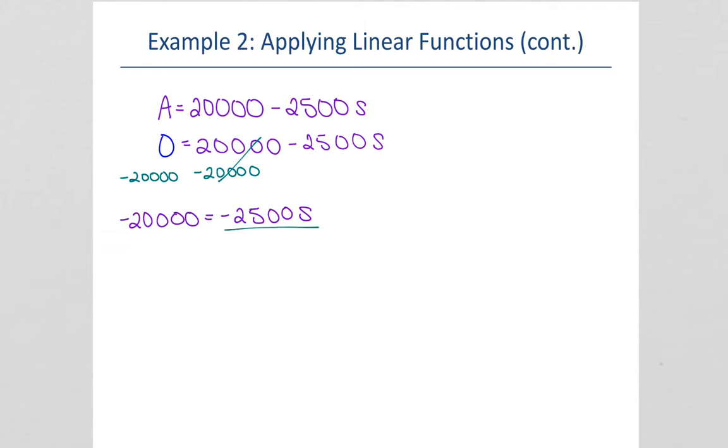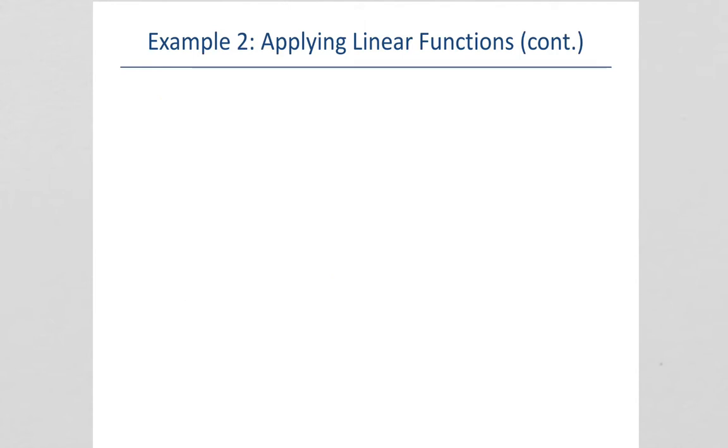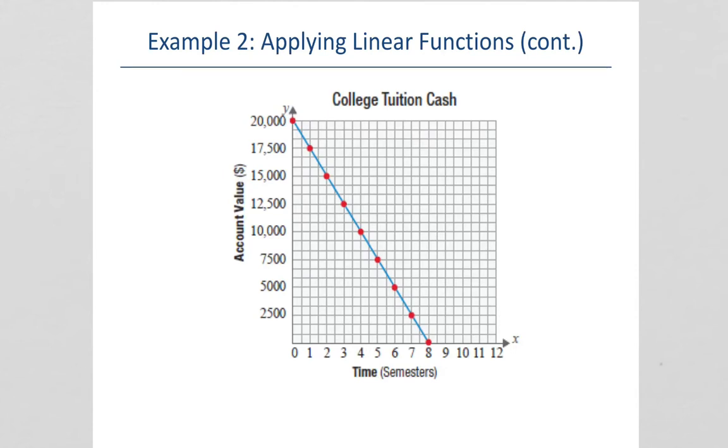And then divide both sides by negative 2,500. And negative 20,000 divided by negative 2,500 is 8. So you could attend school for 8 semesters on that $20,000. And here's a graph of that. You can see we started with 20,000, and each semester we went down 2,500.